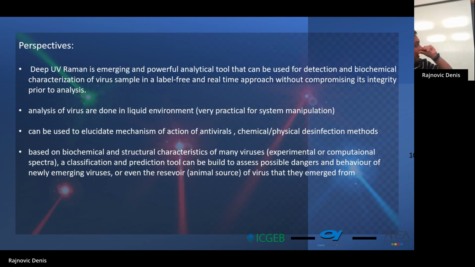And based on the biochemical and structural characteristics of many viruses, now obtained experimentally or computationally, which I'm working on now, a classification and prediction tool can be used to assess possible dangers and behavior of newly emerging viruses, or even the reservoir animal source they emerge from, depending on the specific lipids. For instance, in insects you can find only these lipids and that.